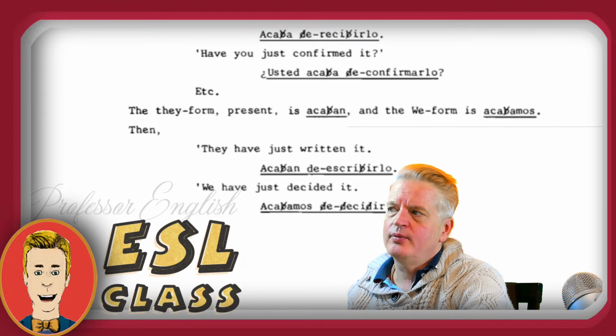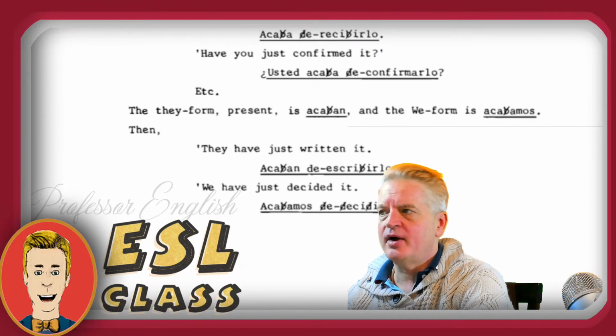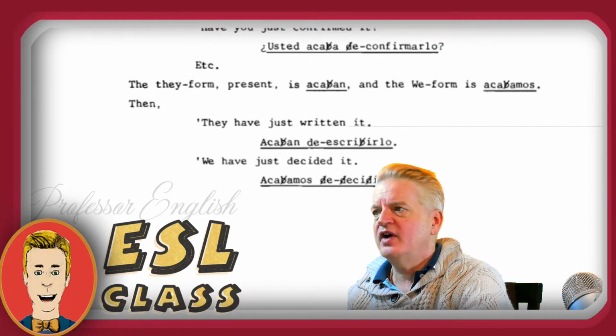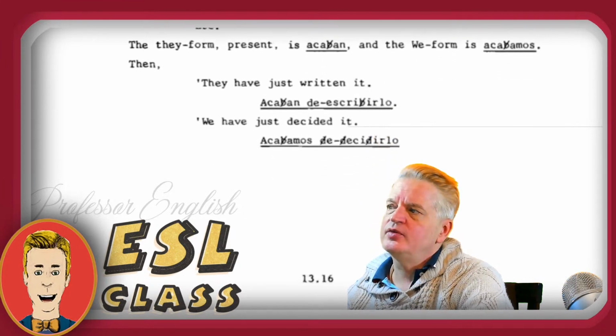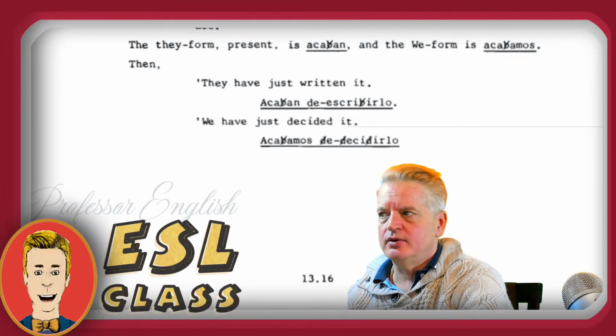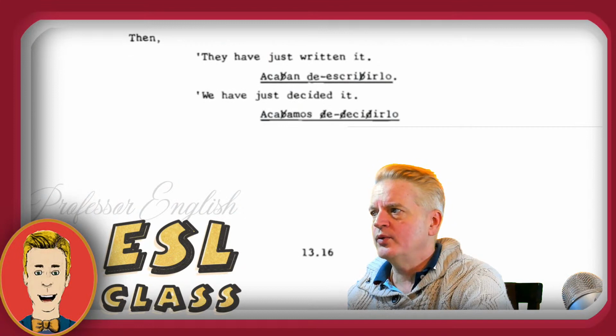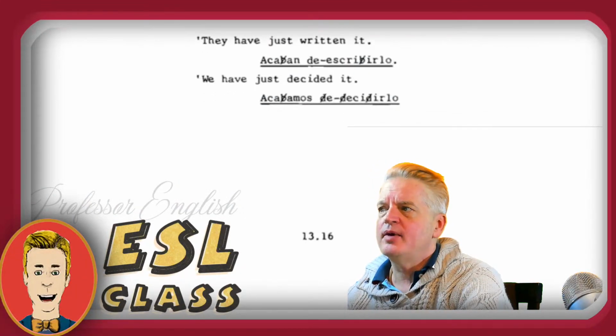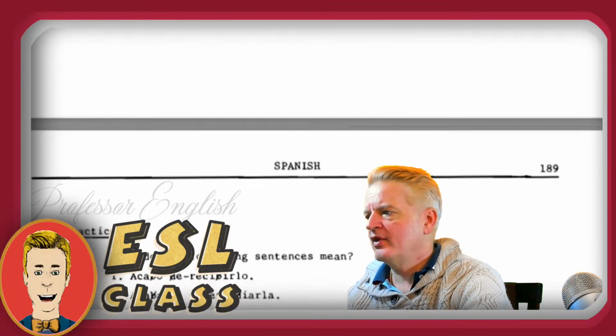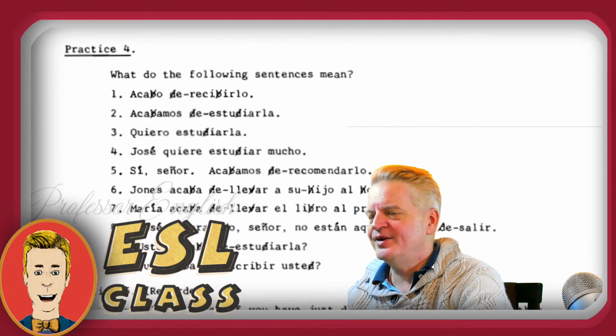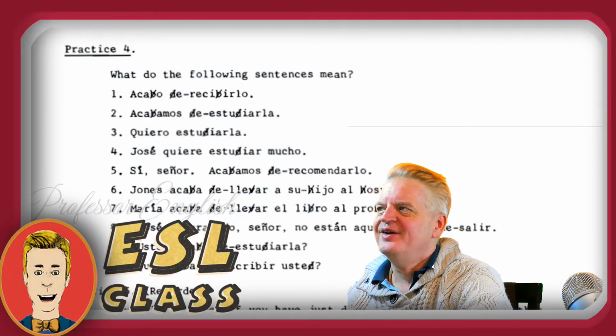The they form present is acaban, and the we form is acabamos. They've just written it. Acaban de escribirlo. Or we have just decided it. Acabamos de decidirlo. Okay, now we are finally at practice 4.